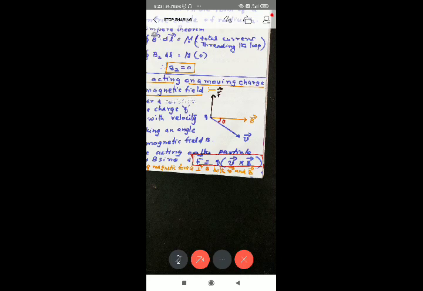Now we use which rule? Fleming's left hand rule is used to find what? Direction of force. In which direction that moving particle experiences a force. For knowing that, which rule is used? Fleming's left hand rule. Okay, so now you got both magnitude and direction.